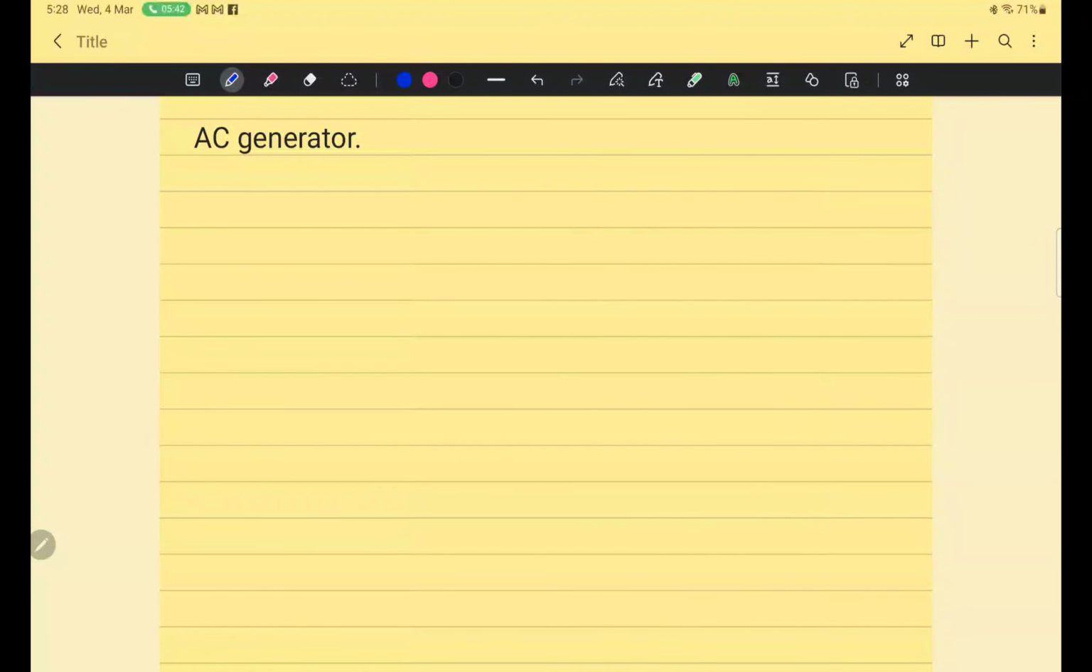4th March 2026, and today we are planning to complete AC generator questions as well as transformer questions.